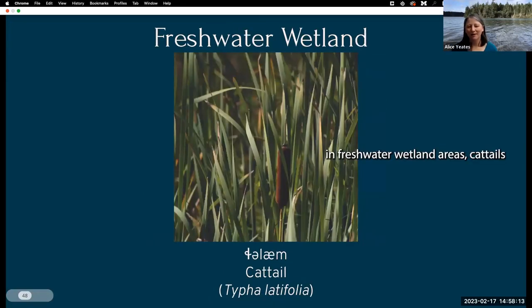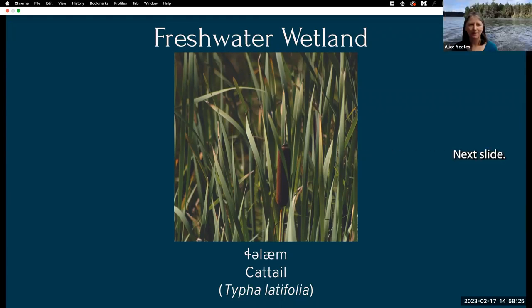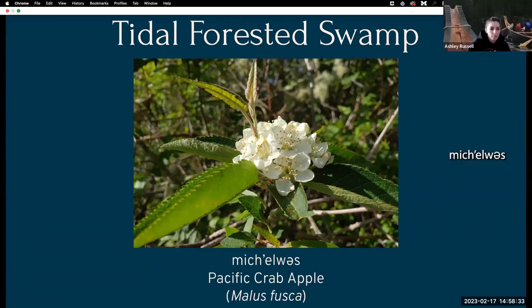Next slide. In our freshwater wetland areas, cattails. That's known as le chlam, and that was used in basketry, and it also has an edible tuber. Next slide. In our tidal forested swamp areas, Pacific crabapple, Mitch Elquas, which was eaten and also used for tool handles and fire tongs, shinny clubs.